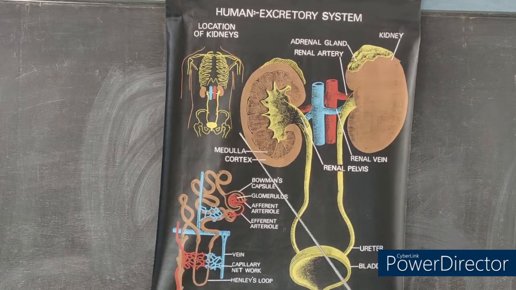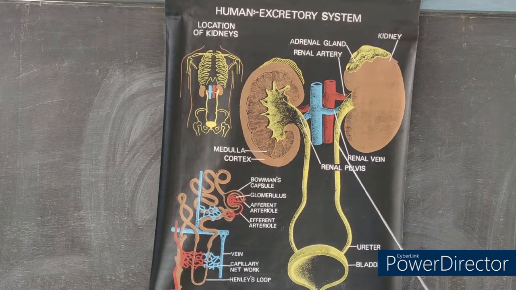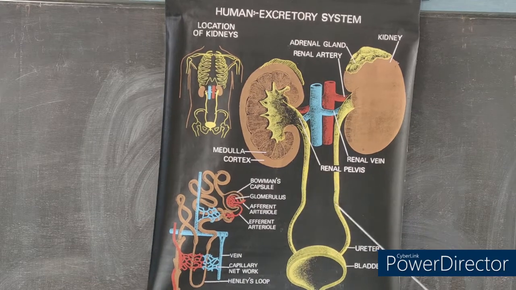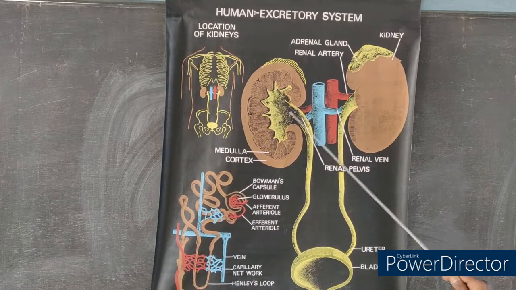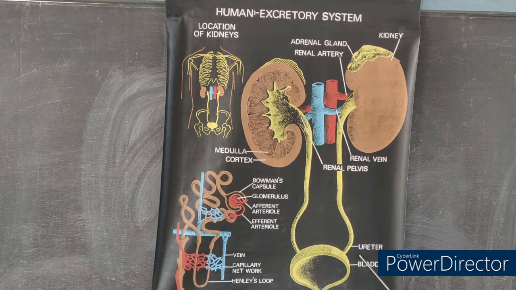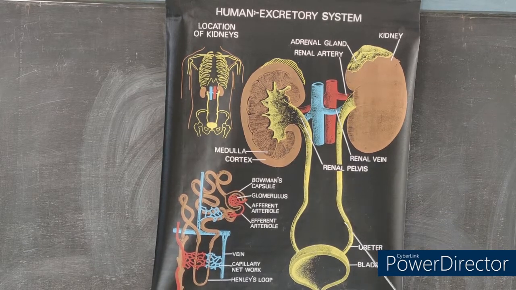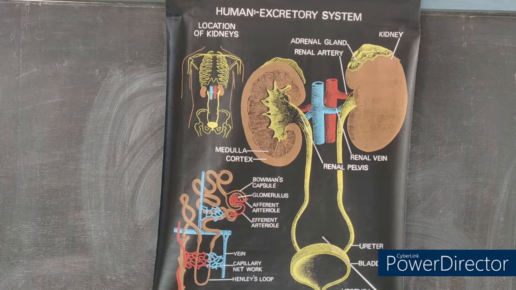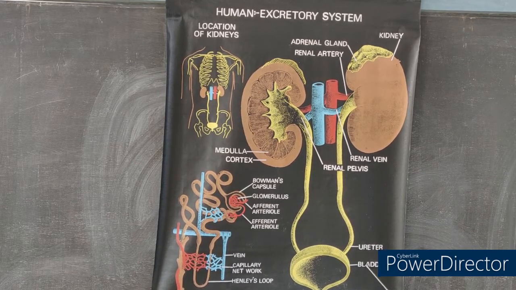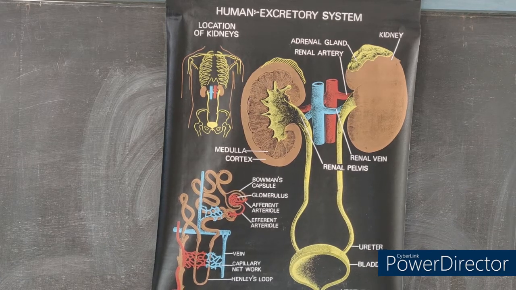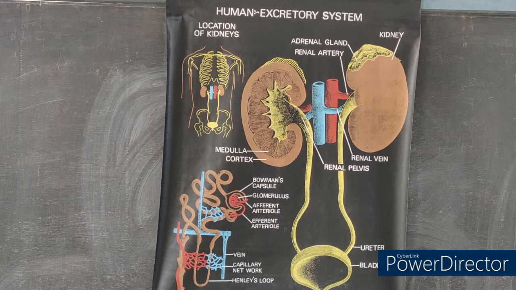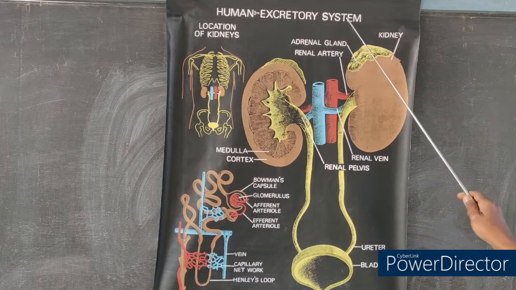So basically you have a pair of kidneys. From these kidneys a pair of tubes arises. The tubular structure that arises from the kidneys is known as ureter, and these two ureters join in a muscular bag-like structure known as urinary bladder, and the opening of the urinary bladder is known as urethra. So these are the simple parts of the excretory system of humans.